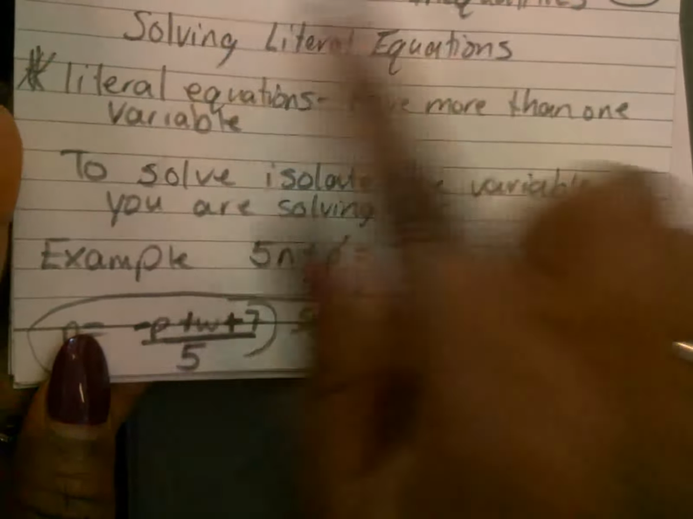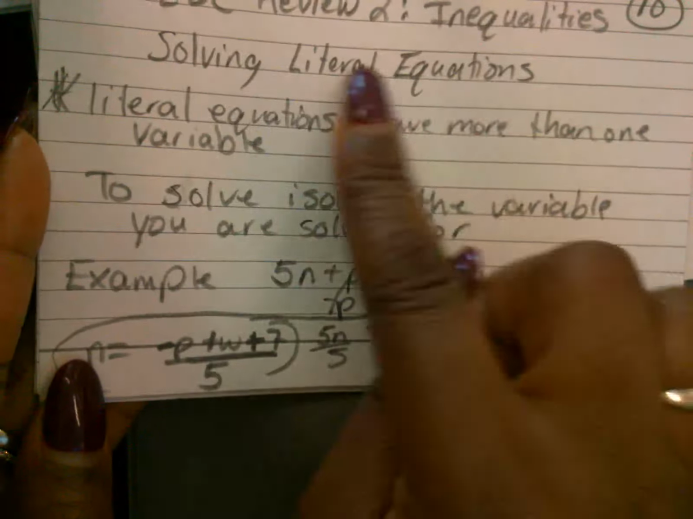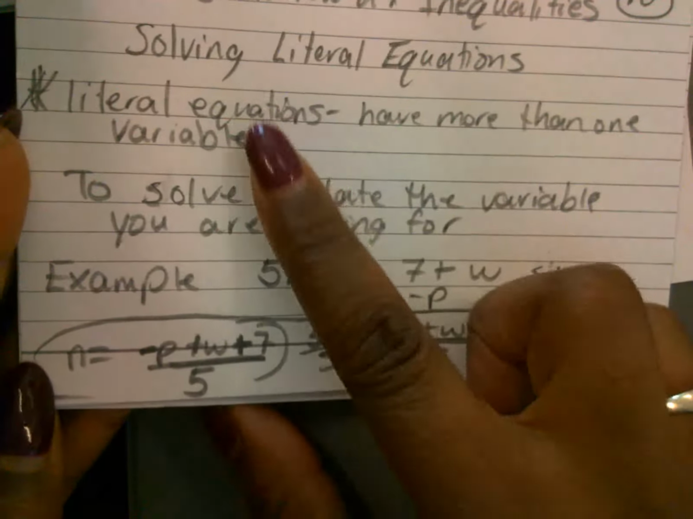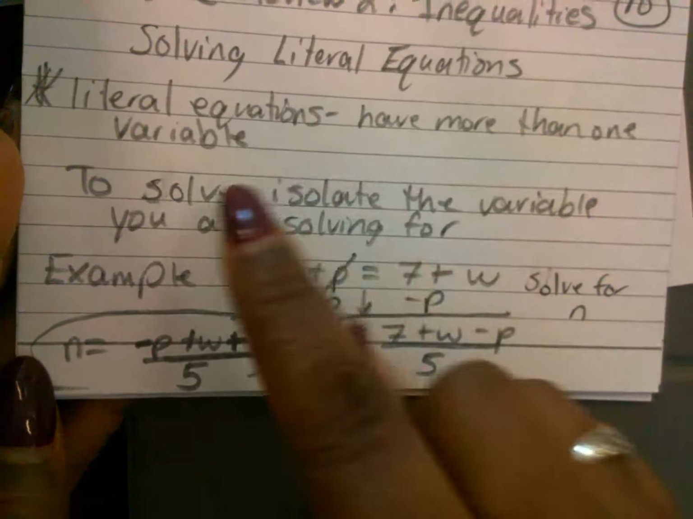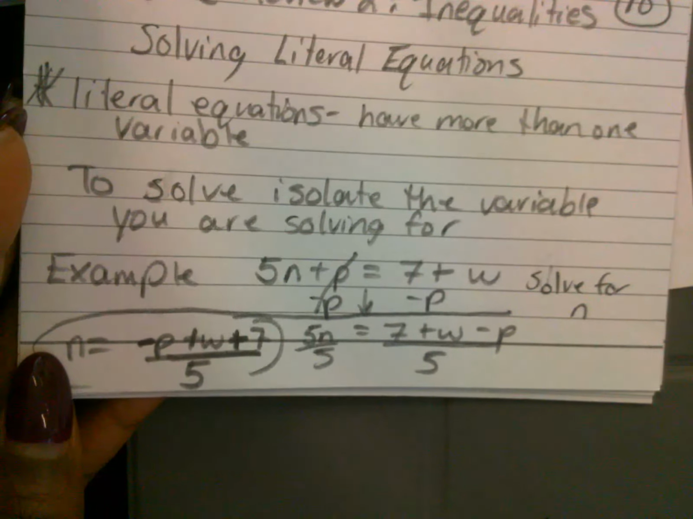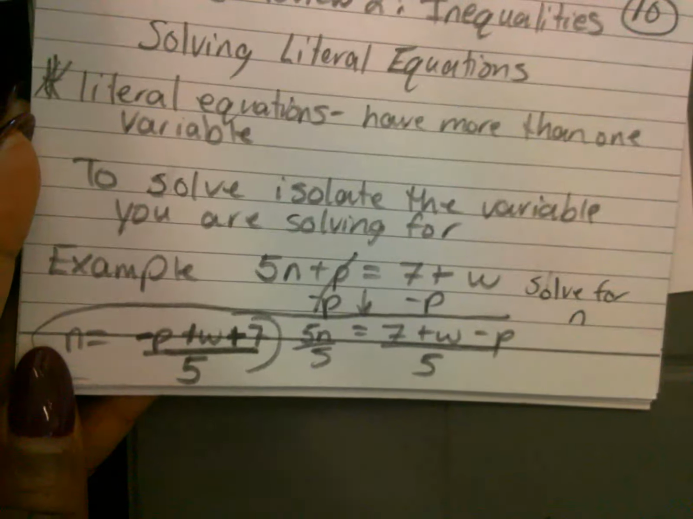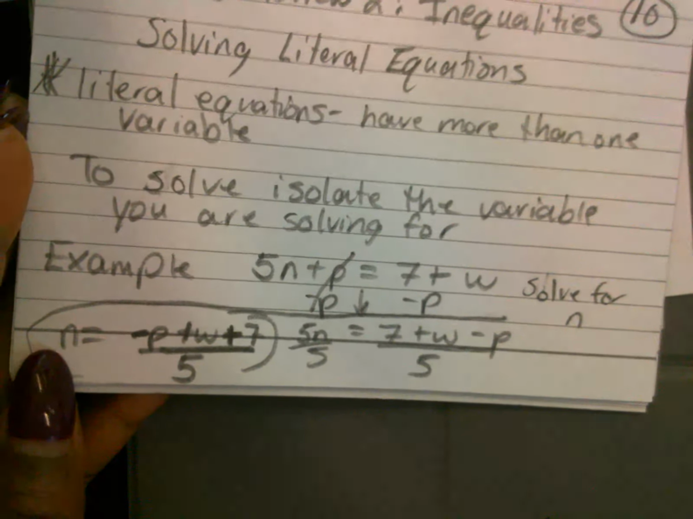Inequalities, okay? Still on the same. This is card number 10. We got literal equations. You all have gotten a lot better with literal equations. Praise the Lord. With literal equations, you have multiple variables in one equation. You're isolating. It'll tell you to solve for a variable. That means you're just getting that variable by yourself.